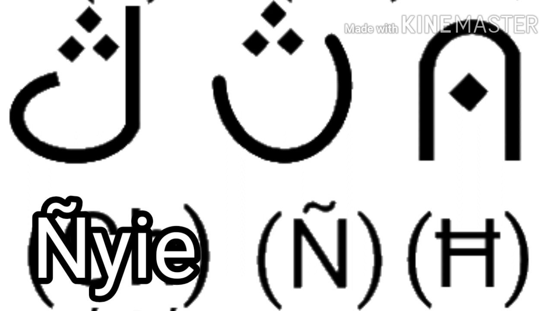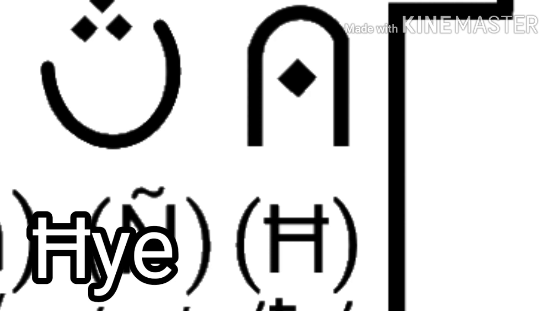And finally, the final letter is hie, which is a pharyngeal H, where you pull the tongue back into your throat and make an H sound. And it is the hie, but you add a dot in the center.